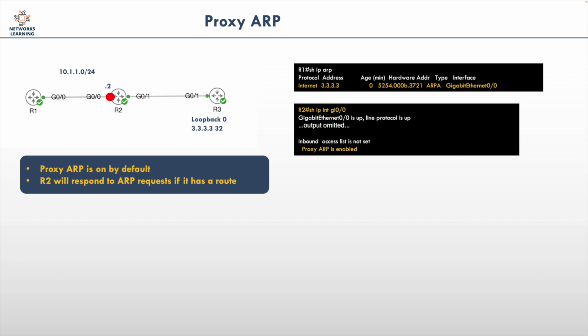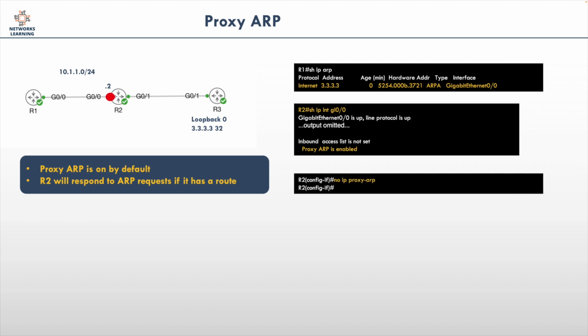And the way Proxy ARP works is router R2 will respond to an ARP request if it has a route for a given subnet. So in this case, R2 did have a route for 3.3.3.3. Proxy ARP is enabled on gigabit 0/0 on R2, and therefore R2 was able to respond to R1's ARP request with its own MAC address, or the MAC address of its interface gigabit 0/0.